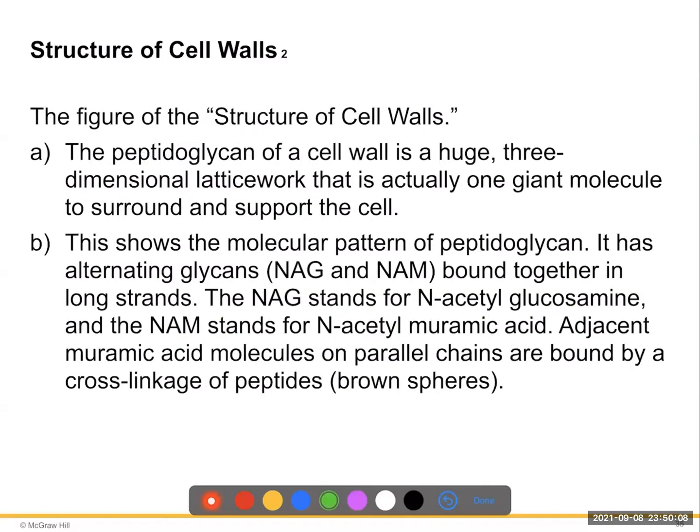Okay. So the structure of the cell wall, since the peptidoglycan of the cell wall is a huge three-dimensional latticework, like a scaffolding. It's actually one giant molecule and it surrounds and supports the cell.